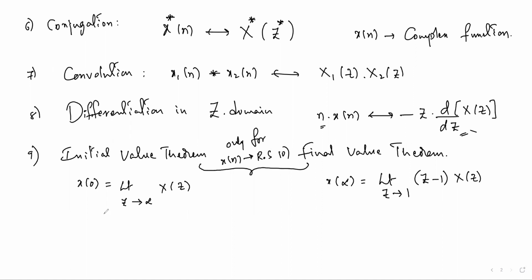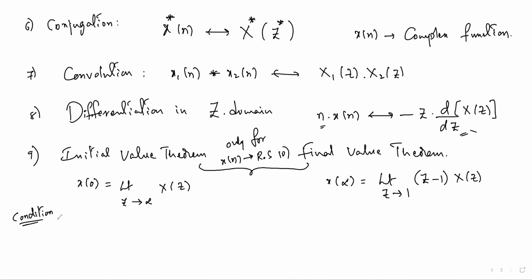Here one thing is, we need to check conditions before applying these two theorems. First, signal should be right-sided. Then only you can apply initial and final value theorems. For left-sided signals and both-sided signals, these two theorems are not valid.